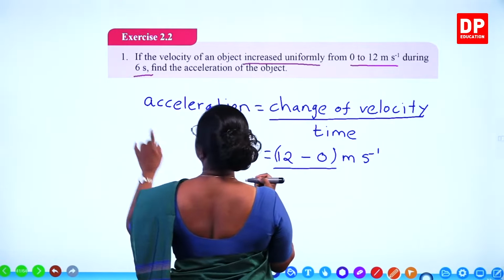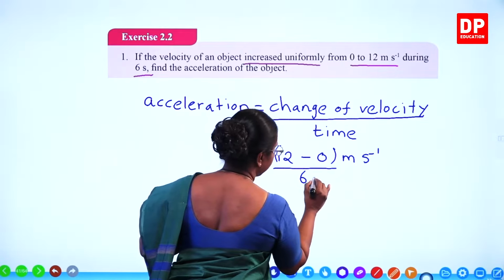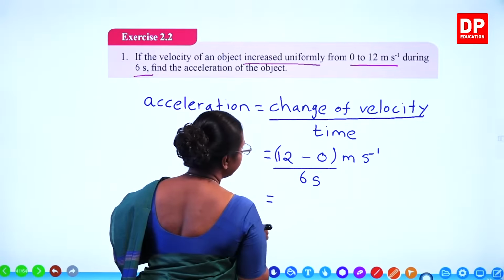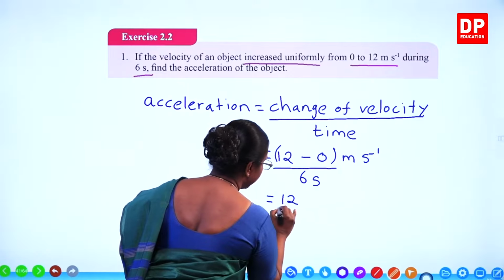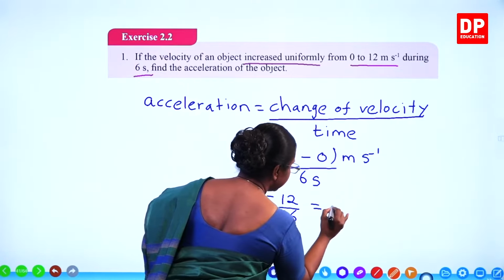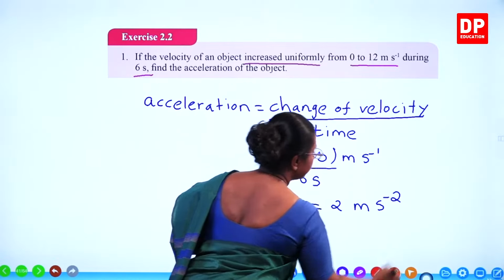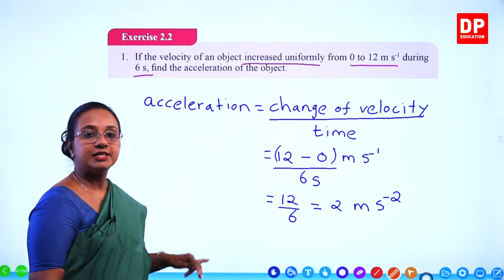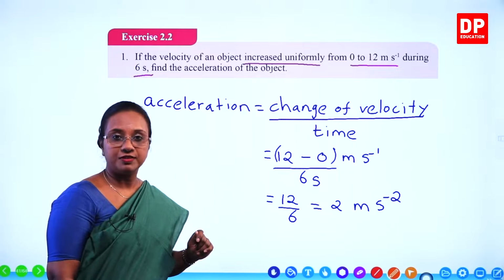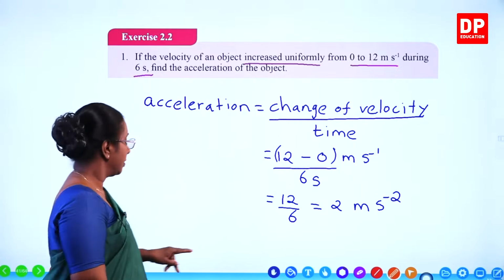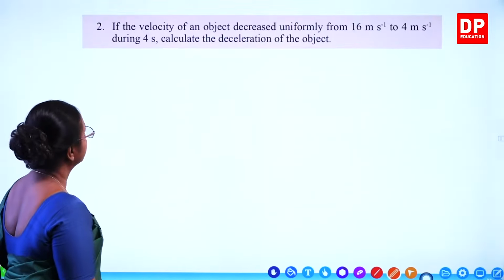And the time is 6 seconds. So we get the answer as 12 divided by 6, that is 2 meters per second square. That is the acceleration of this object. We'll look at the next question.